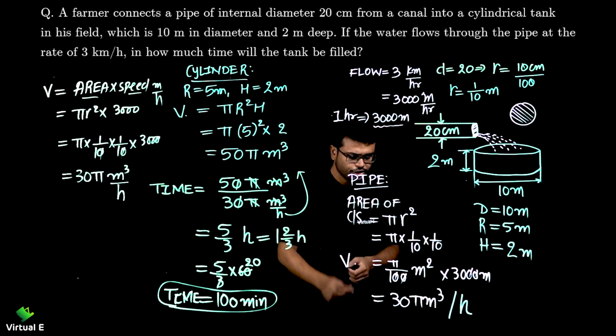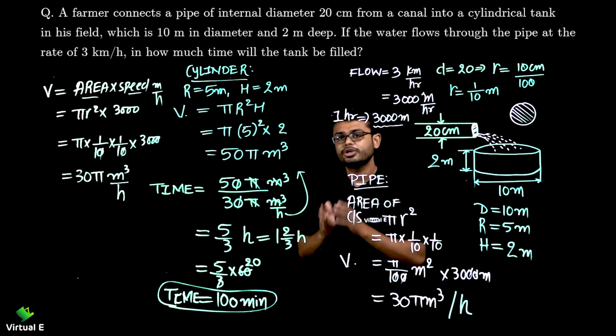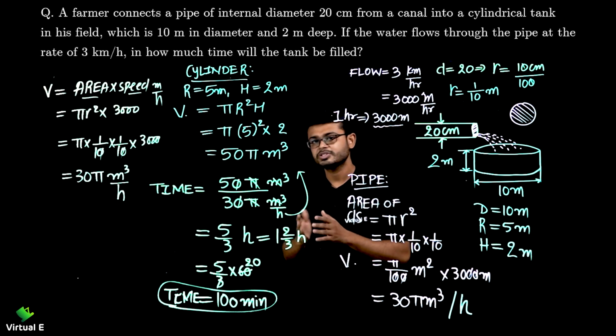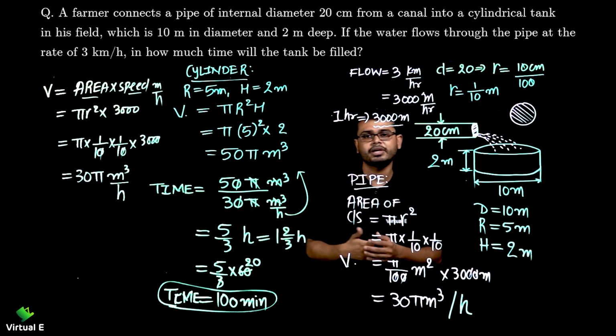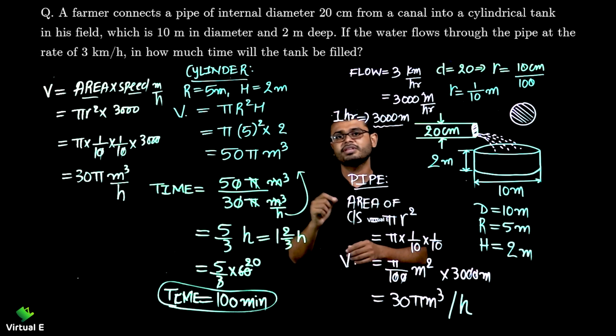So this topic of volume related to sphere, cylinder, cuboid, cone, cube is over. We are going to discuss the next topic, which is how to find the volume and surface area of the frustum.